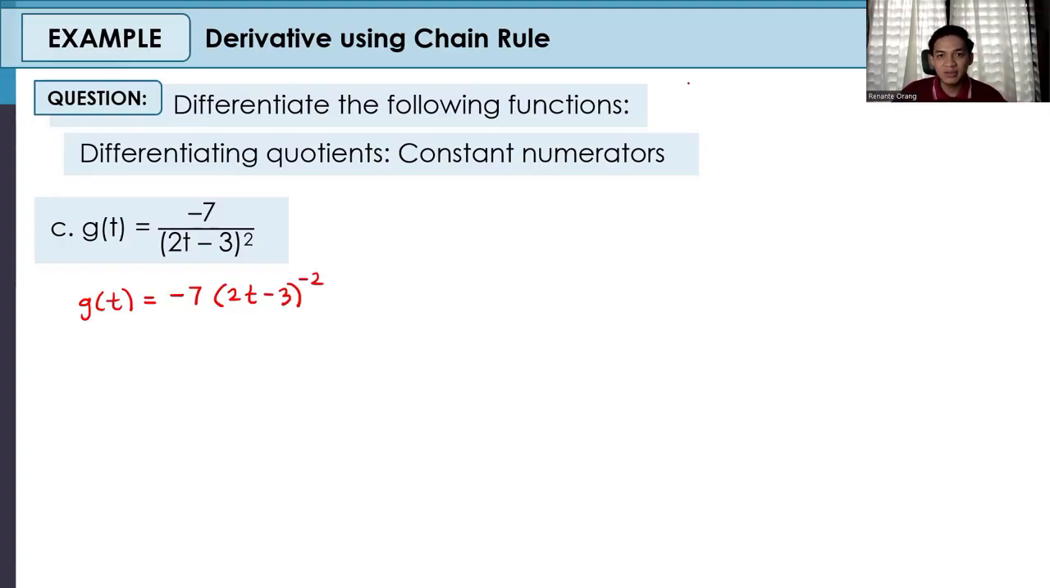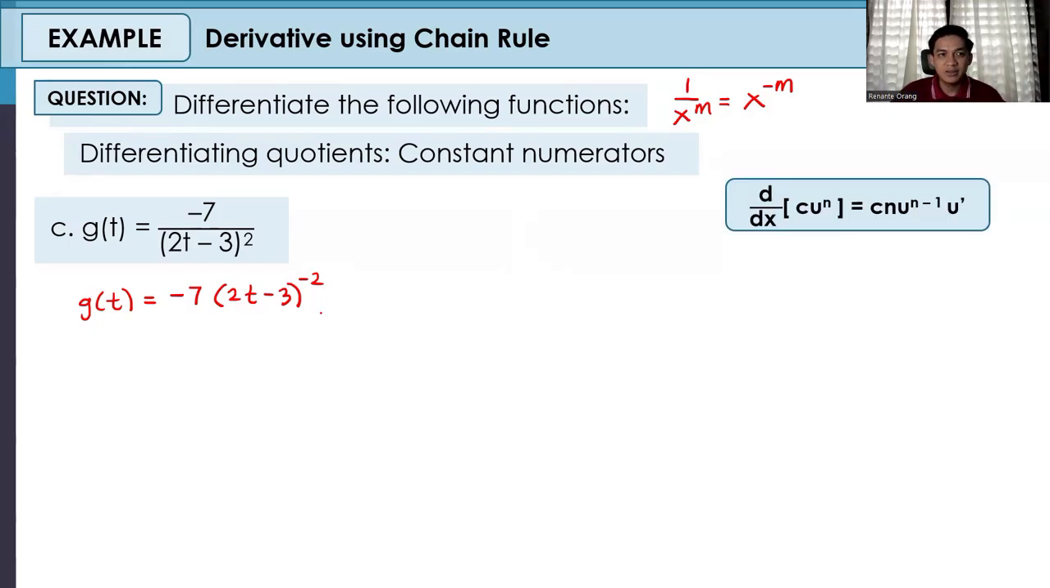Take note, ang ginamit nating formula is 1 divided by x raised to m is equivalent to x raised to -m. So, ibig sabihin, yung nasa baba, nilagay lang natin sa taas, naging negative yung kanyang exponent. So, pag ganito, we will be using chain rule, that is the derivative with respect to x of our constant u raised to n is equivalent to constant n u raised to n minus 1 u prime.